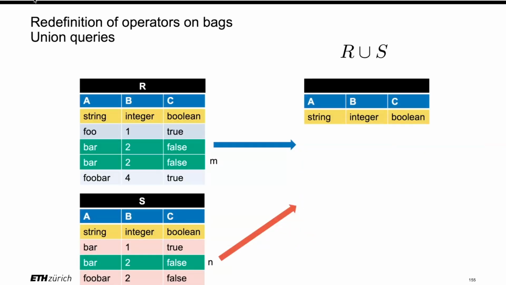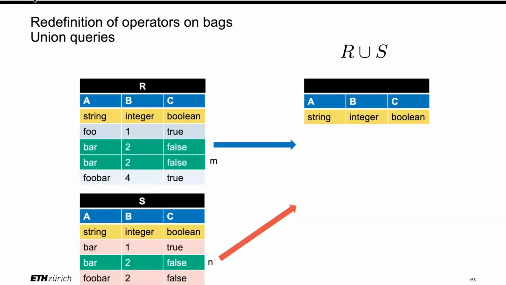So let's look at, for example, union queries. Imagine that I take the union of two tables, but it's bags of maps. And now I'm assuming that for a specific combination, so let's say bar2 false, imagine that I have m times this record in table R, and I have n times this record in table S. If I do the union, how many times will we have this in the resulting union table? With bag semantics, how many times? Anybody?